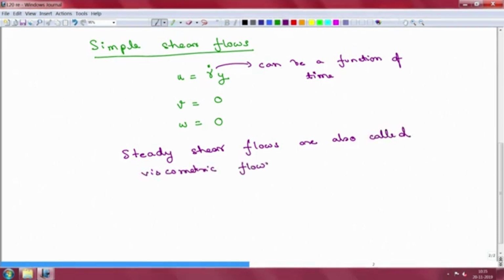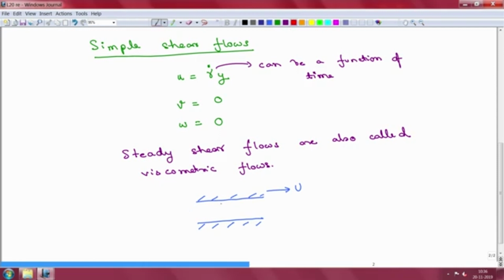Now, how are you going to cause such a flow? There is a very simple way of creating this kind of flow structure, and that is by taking two parallel plates which are separated by a small distance, and I will tell you why a small distance. The bottom plate is stationary and the top plate is being moved ahead with some velocity capital U.